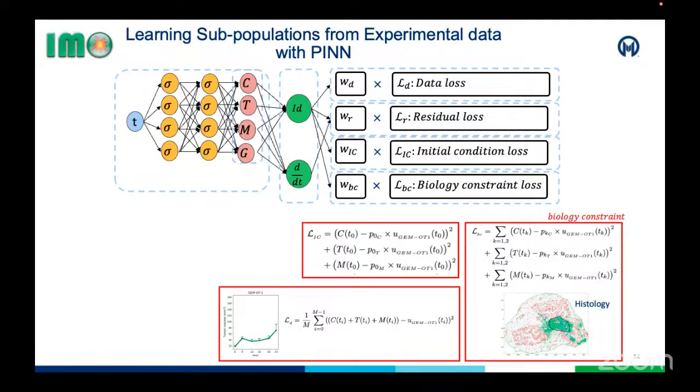So like the biology constraint loss, I mentioned that's where we enforce those histology time points on each of those subpopulations, and then the initial condition loss makes sure PINN is satisfying what the initial proportion is for those subpopulations. And then just to mention here that what PINN is fitting, because the data we get, we are assuming it to be the sum of all of those interacting populations. So the sum of all of those subpopulations is what PINN is matching to the experimental data.